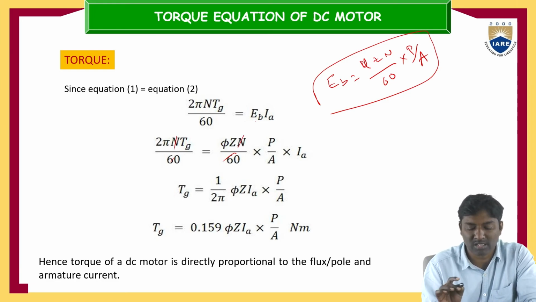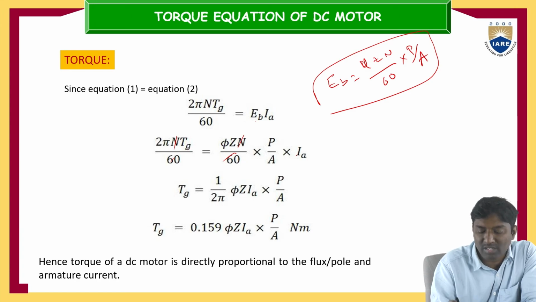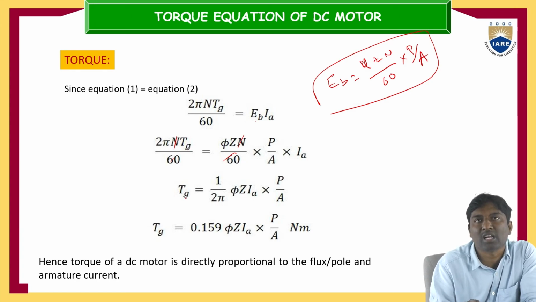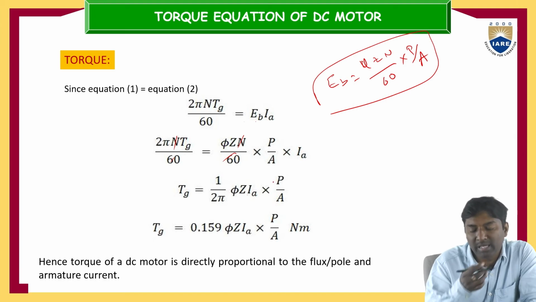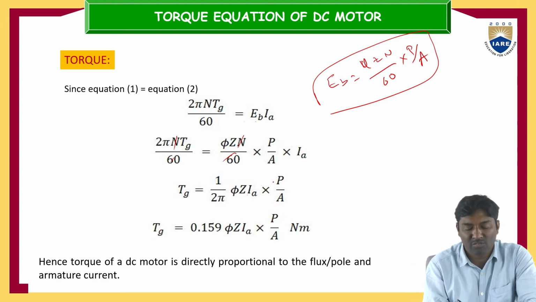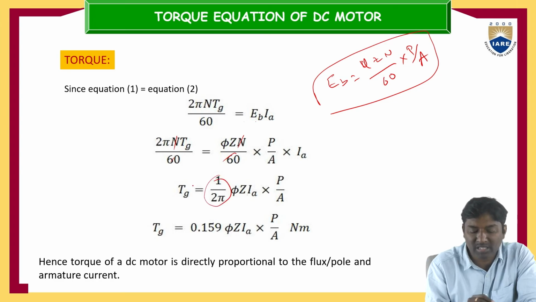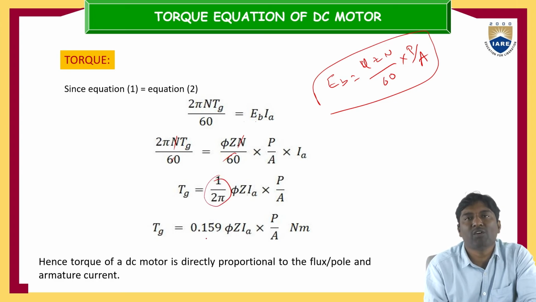No, another things will be cancelled. Now from this equation, I am getting the gross torque or armature torque Tg is equal to 1 by 2 pi into phi into Z into Ia into P by A. If you simplify, 1 by 2 pi is equal to 0.159. That is 0.159 into phi into Z into Ia into P by A Newton meters.